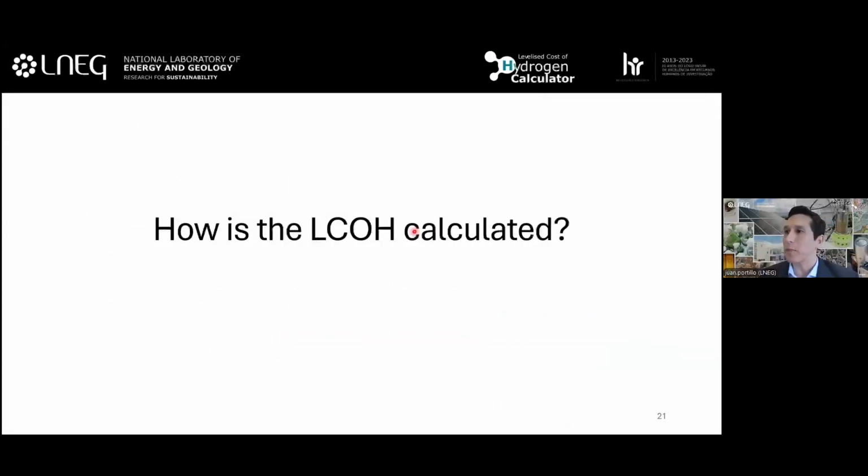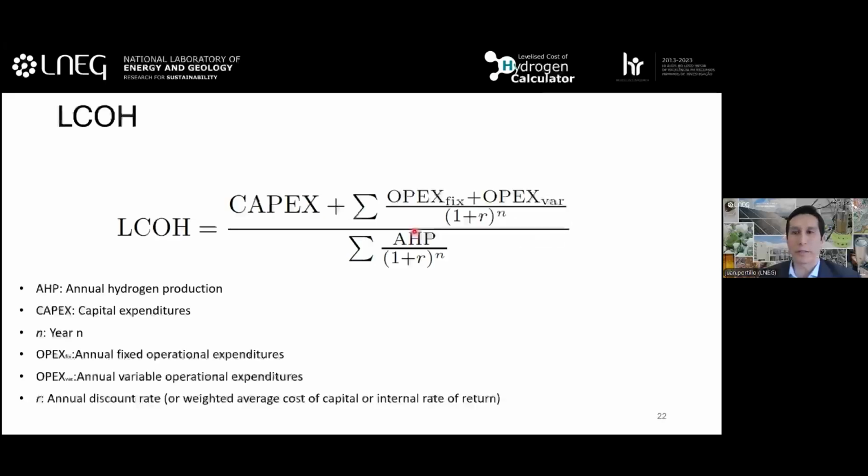Okay. How is this levelized cost of hydrogen calculated? Well, here I present the basic general equation that is widely used for the levelized cost of hydrogen. Here we have the capex. Better said, in the numerator, which is the upper part of the equation, we have all the costs, okay? And in the denominator, we have everything associated with the annual hydrogen production.